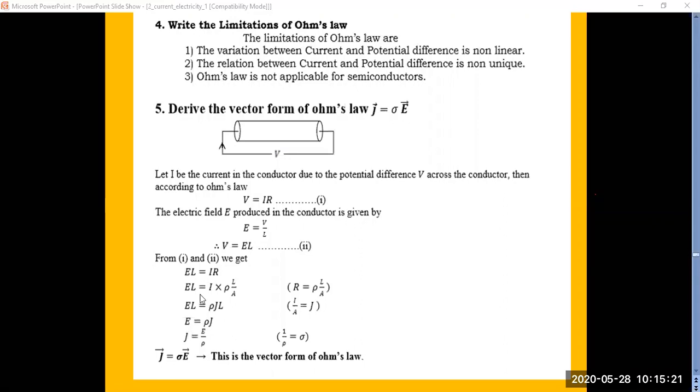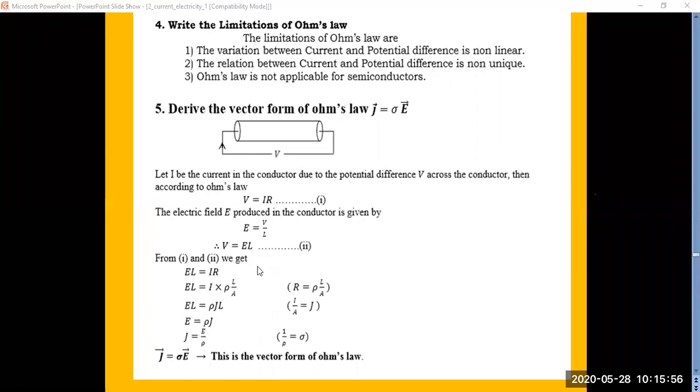I'm telling you this point again. Here we have substituted for R. Then I by A is J, current density. Cancel L on both the sides. You will get E is equal to rho into J. One more substitution is rho is 1 by sigma. So what I will get is E equals 1 divided by sigma into J. If you cross multiply, J will remain as it is. E into sigma will come towards the other side. So this is the vector form of Ohm's law.